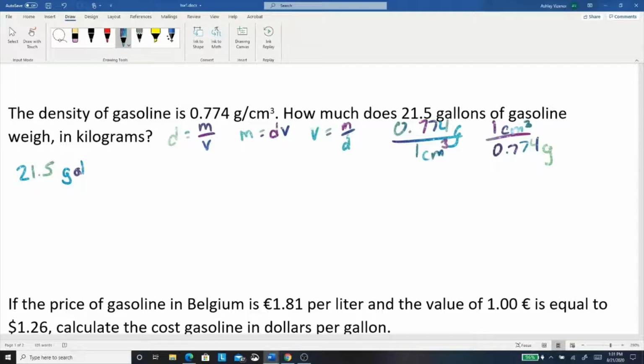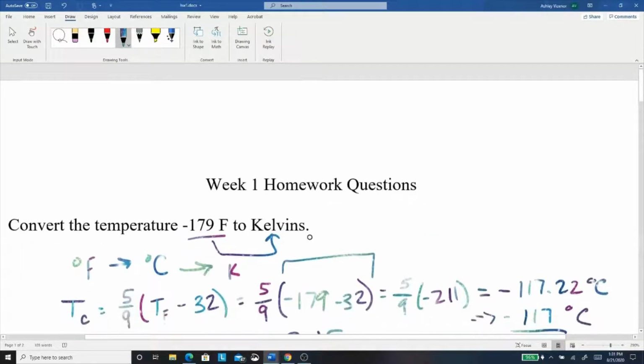And we want to go ahead and convert this to cubic centimeters. Now, you can go ahead and Google gallons to liters or gallons to cubic centimeters, whatever you want. What I decided to do is do multiple conversions based off of what your book gives you.